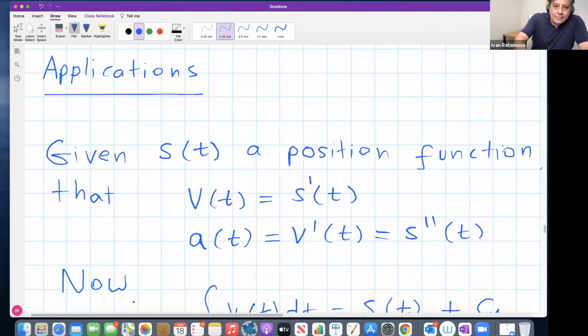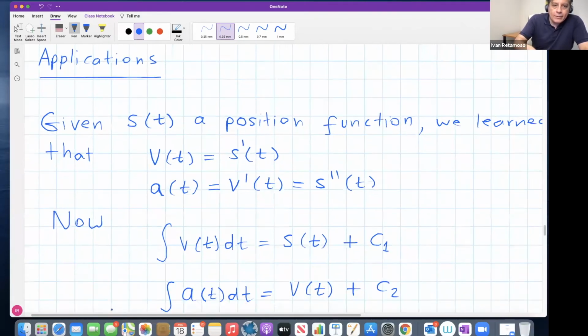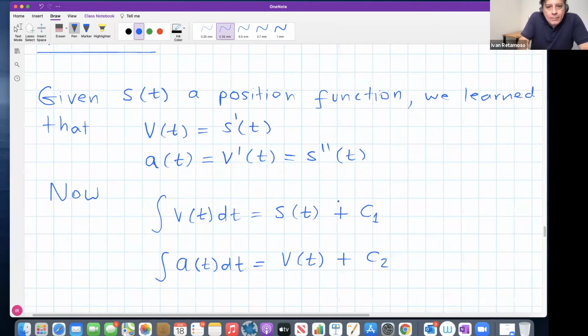Applications to physics. Given s of t, a position function, a function that gives you the position in terms of time. We learned so far that the velocity is given by the derivative of the position function. And also that the acceleration is equal to the derivative of the velocity function, or the second derivative of the position function. Equivalent.